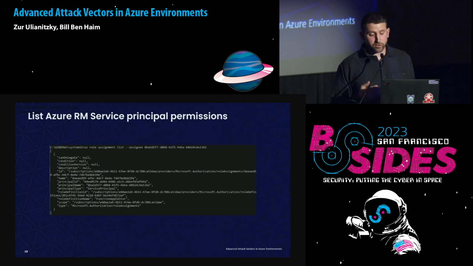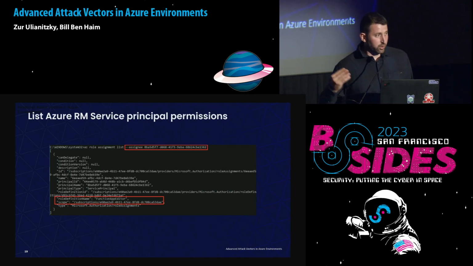The first thing that we would like to recon is whether our application has any role assignment attached to it. This can be done by using the az role assignment list command and providing the application ID. As we can see, the application has a role assignment in place. The role assignment is on a specific subscription, which means that all the permissions are related to that subscription and any type of resource created within that subscription. And the role definition represented within that role assignment is called function app editor.